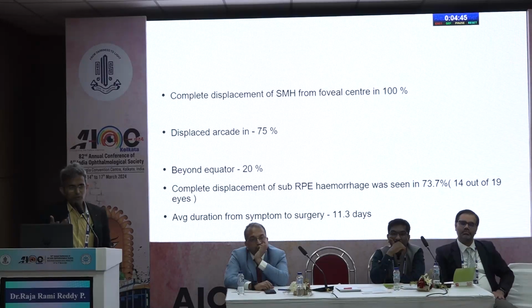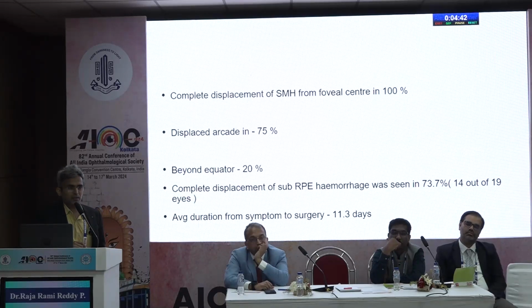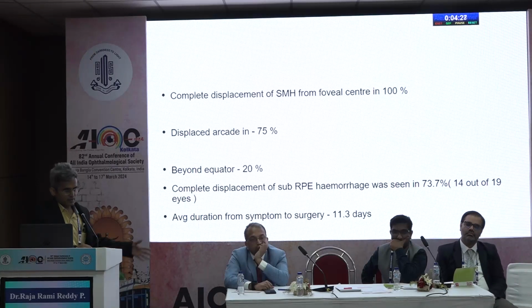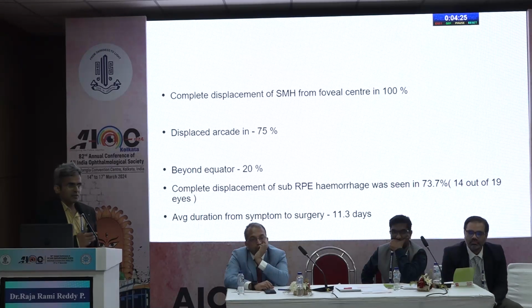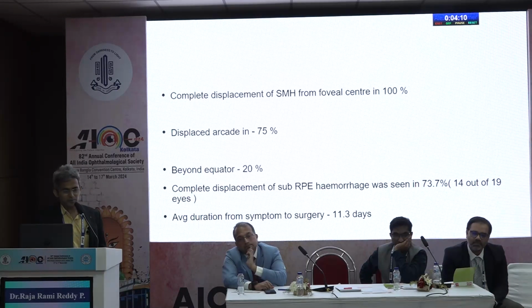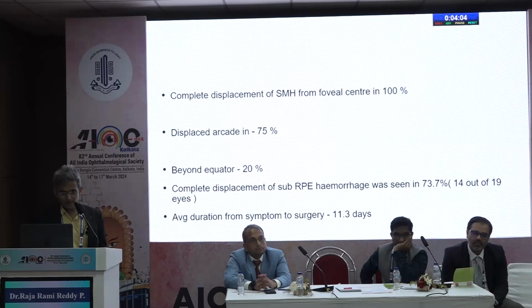They found that in the 24 eyes they studied, displacement of subretinal hemorrhage was complete in 100% of cases. The only advantage they propose is that it gets displaced even beyond the arcades in 75% of patients if subretinal air is also injected, and even beyond the equator in up to 20%. But we also see that Dr. Dipender has shown that even with intravitreal gas alone, there are quite a few cases where it is displaced beyond the arcades. Interestingly, in this study, even sub-RPE hemorrhage was displaced in 73.7% of people. Only in 25% could the sub-RPE hemorrhage not be displaced.